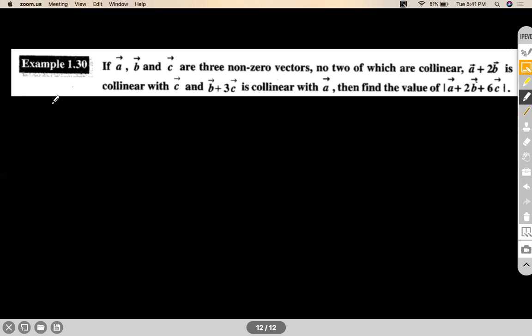Let's solve this question. A, B, C are three non-zero vectors, no two of which are collinear, and A plus 2B is collinear with C, and B plus 3C is collinear with A. Then find the value of A plus 2B plus 6C.